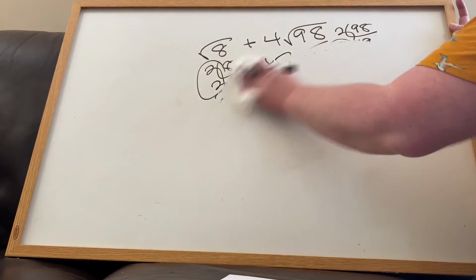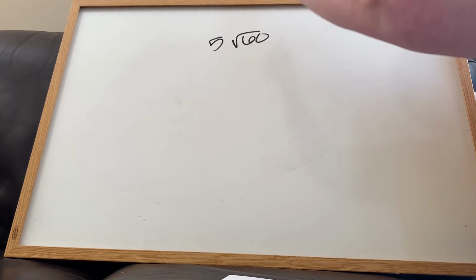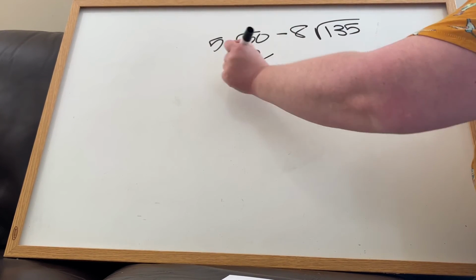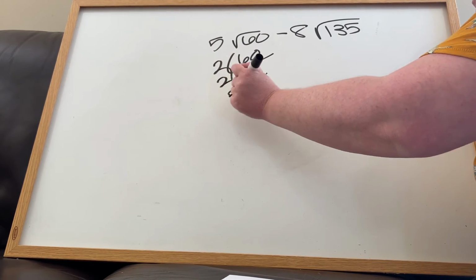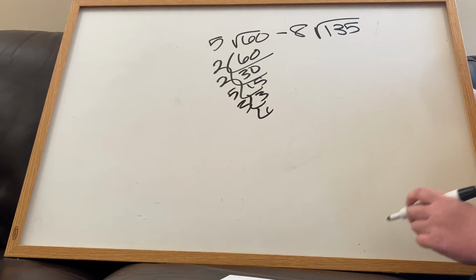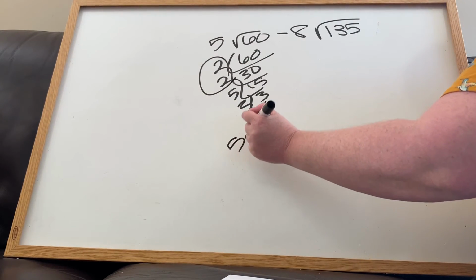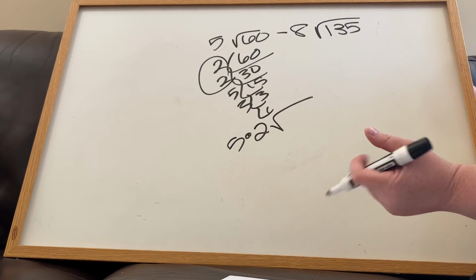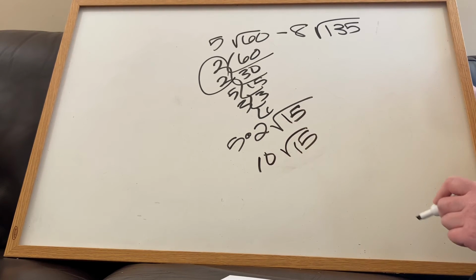Last one. So you're looking at the 5 square root 60 minus 8 square root of 135. So you want to break 60. You got 2, 30, 2, 15, 5, 3, 3, 1. So you pull a 2 with the 5. So then you've got 5 times 2 square root. And on the inside, you have the 5 and the 3 that have no pairs. So you would multiply them together. So you have a 15 in here. So then you're looking at 10 square root of 15 from that first term.